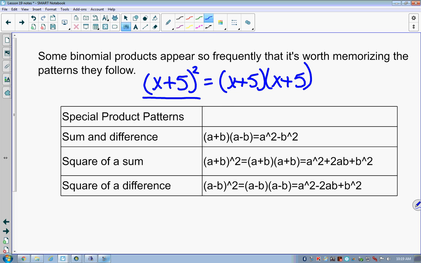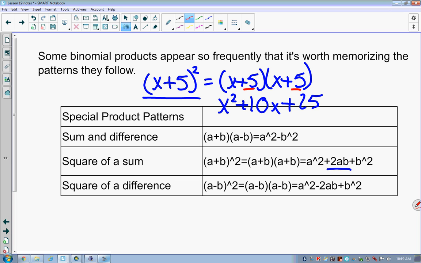So as I look at this, I'm going to get x squared plus 5x plus 5x, so I'm getting double that, which is plus 10x, plus 25. And you see that there where it's plus 2ab. We're doubling a times b. I'm basically taking the sum of it, which is where we see a square of a sum. You follow me there?